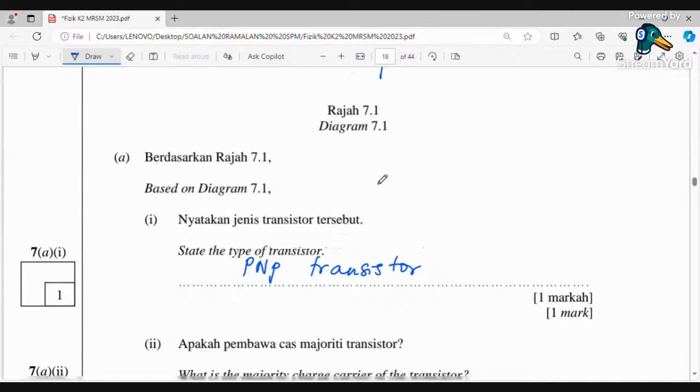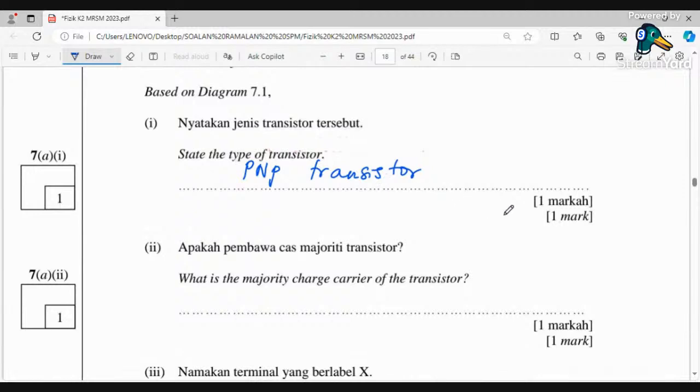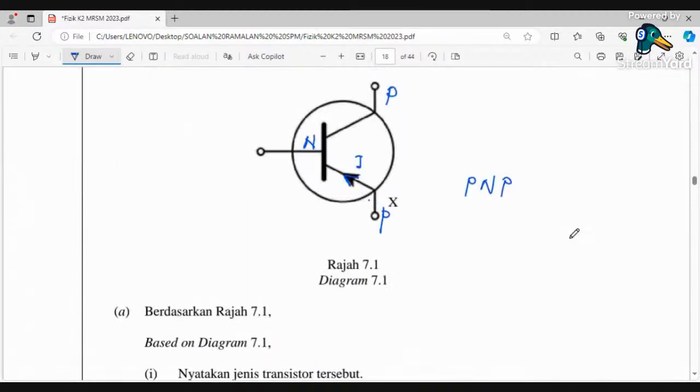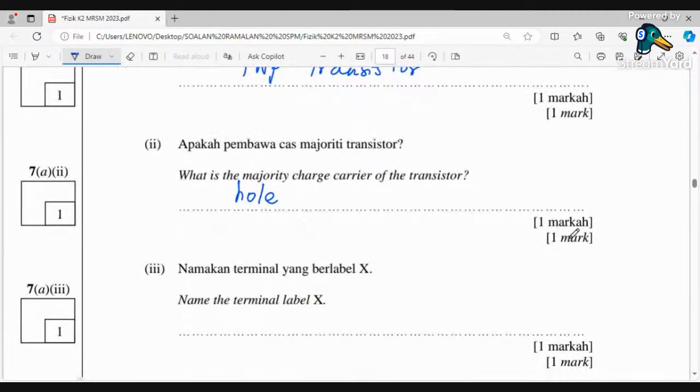Okay, what is the majority charge carrier of the transistor? Sebab dia adalah P banyak, PNP. Jadi majority dia akan jadi holes. Okay, sebab dia tanya majority. Name the terminal labelled X. X itu ialah emitter.